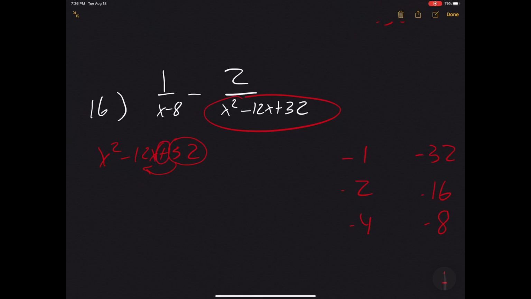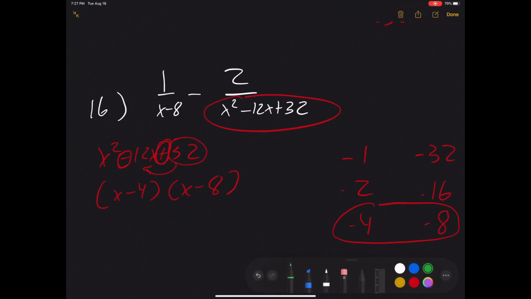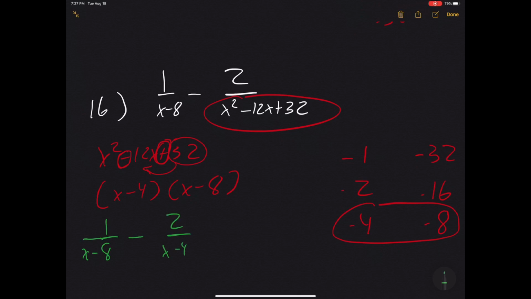We have a plus sign here, which means our signs are going to be the same. And we have a negative sign here, which means our signs are going to be negative. So we need two things that add up to give us 12. And negative 4 plus negative 8 gives us negative 12. So we have x minus 4, x minus 8. So we can rewrite our problem. Our problem is 1 over x minus 8 minus 2 over x minus 4, x minus 8.